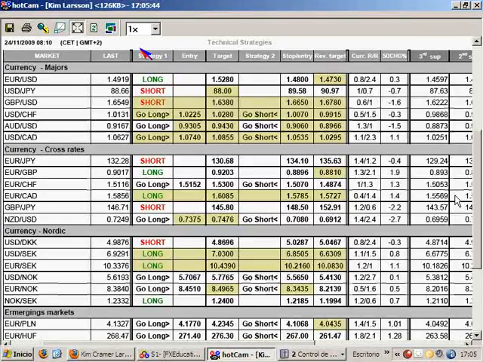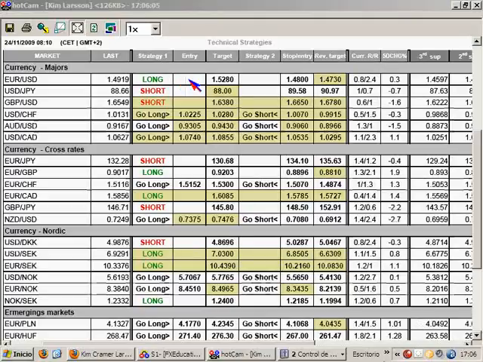Next we have the strategies columns. You can see technical strategies over here on the top. We have strategy 1, entry and a target, strategy 2, stop/entry and a reverse target.